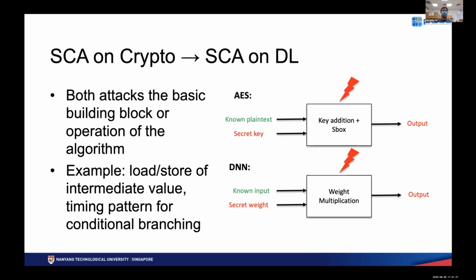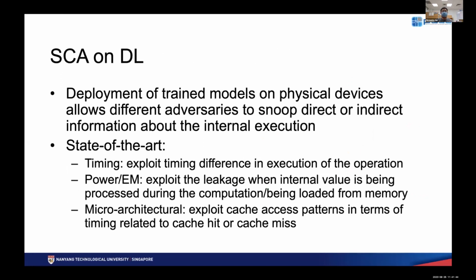In this case, another target operation is the load-store operation. So we can target that during a lookup table or storing of an intermediate value to the memory. Also, we can attack the timing pattern during conditional branching. For such an attack on deep learning, the idea is that the trained model is deployed on physical devices. Since it's on physical devices, it allows side channel attacks, and of course allows different adversaries to directly read from the device itself during the internal execution.